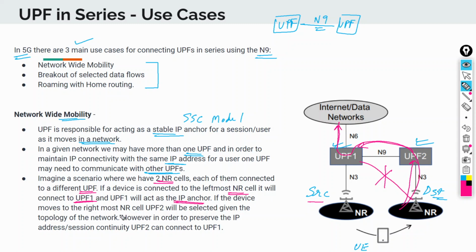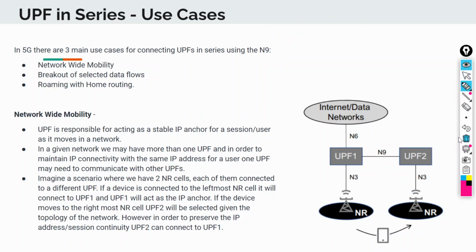So in order to preserve IP address continuity and session continuity, UPF2 will need to communicate with UPF1, and this is what we mean by connecting UPFs in series, where UPF2 and UPF1 are connected by this N9 interface, and this is used to tunnel all the traffic back to UPF1 and out to the network. So this is the one use case. We will look at the other use cases in the next slide.